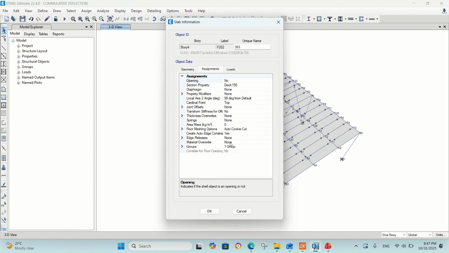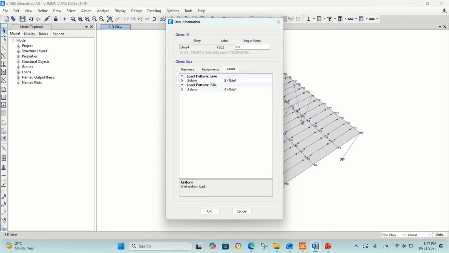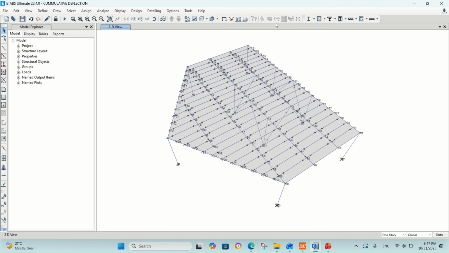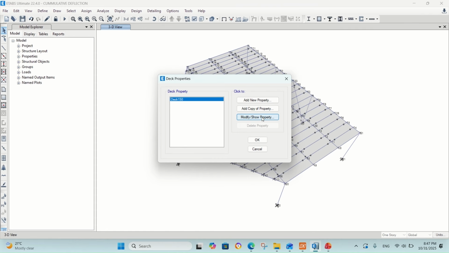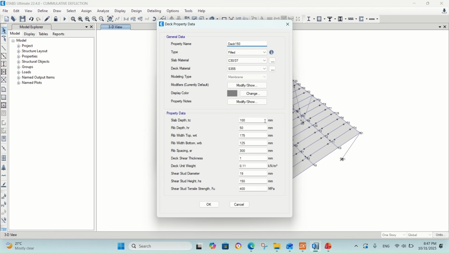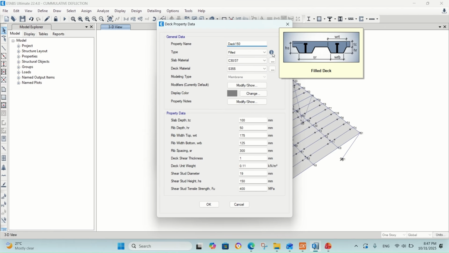Now we're assigning the live and the superimposed dead load: 5 kilonewton per meter squared for live load and 4 kilonewton per meter squared for dead load. We have RC on metal deck, 150 millimeter filled deck with the ribs distribution and the topping as shown.